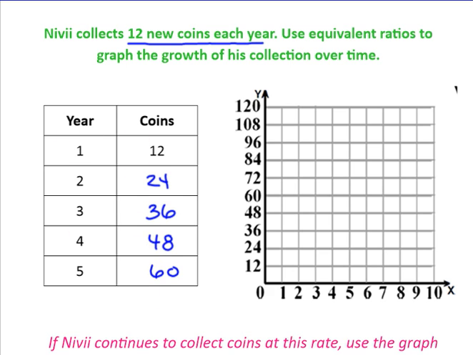Now we need to take our table and graph it. So this is going to be our x, and this is going to be our y. These are coordinates. So we have 1, 12, 2, 24, 3, 36, 4, 48, and 5, 60. And we should have a straight line there, okay?